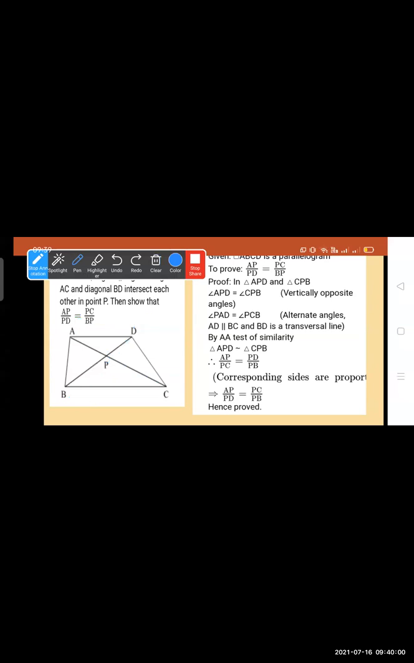So we say that this triangle APB is similar to PBC by the AA test of similarity. Then we take their corresponding sides, that is AP by CP is equal to PC by, just a minute, PD by, there is a PD by PP. Okay, here D will come, so PD by DP. So that was our final proof.